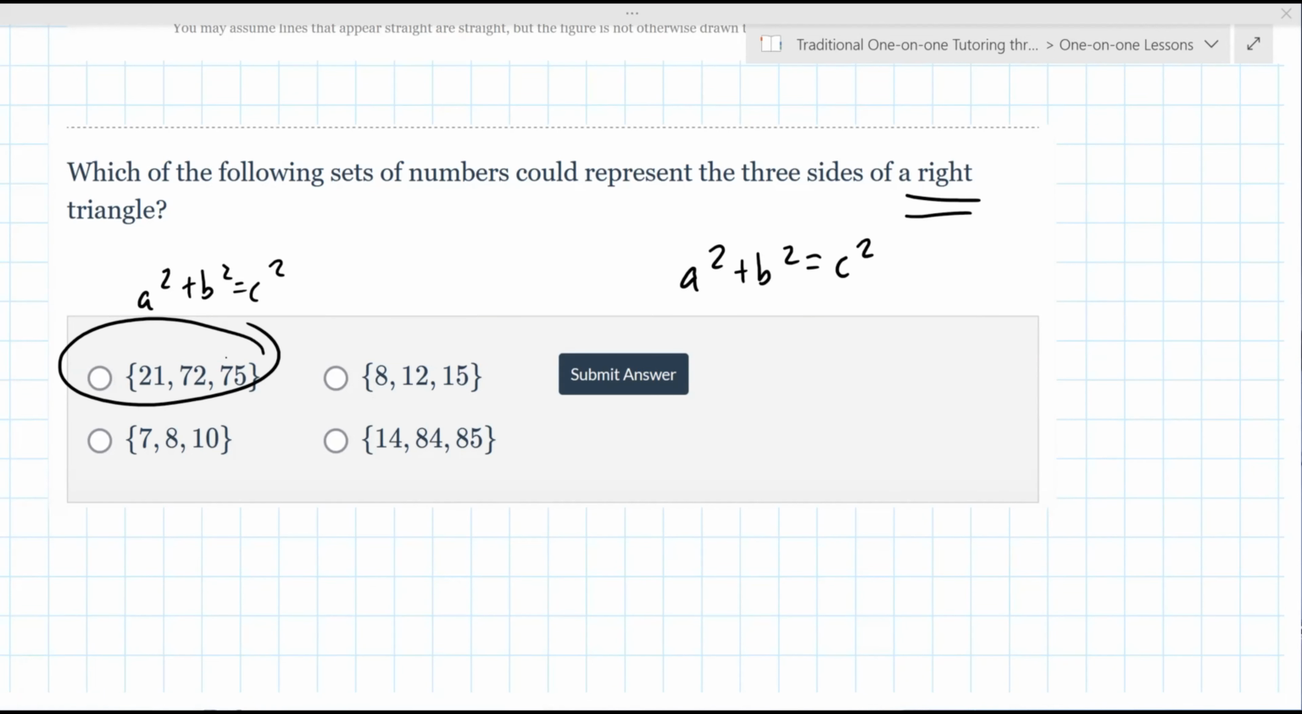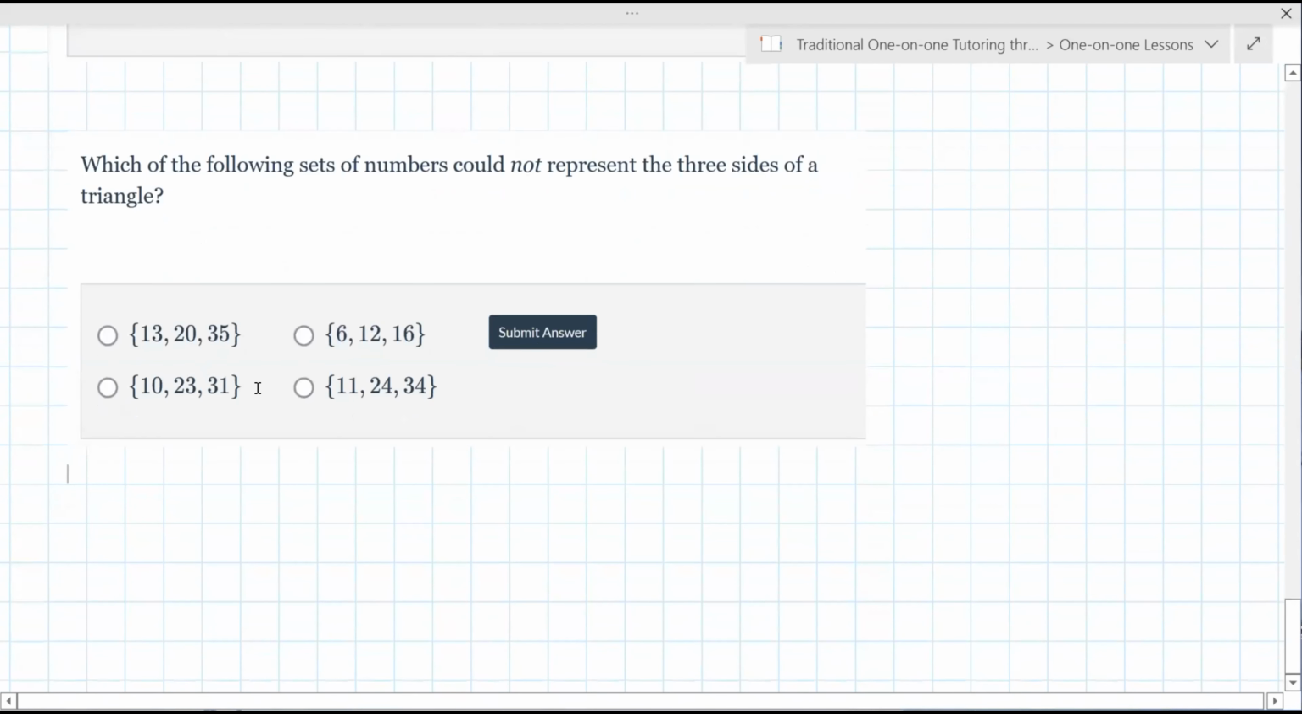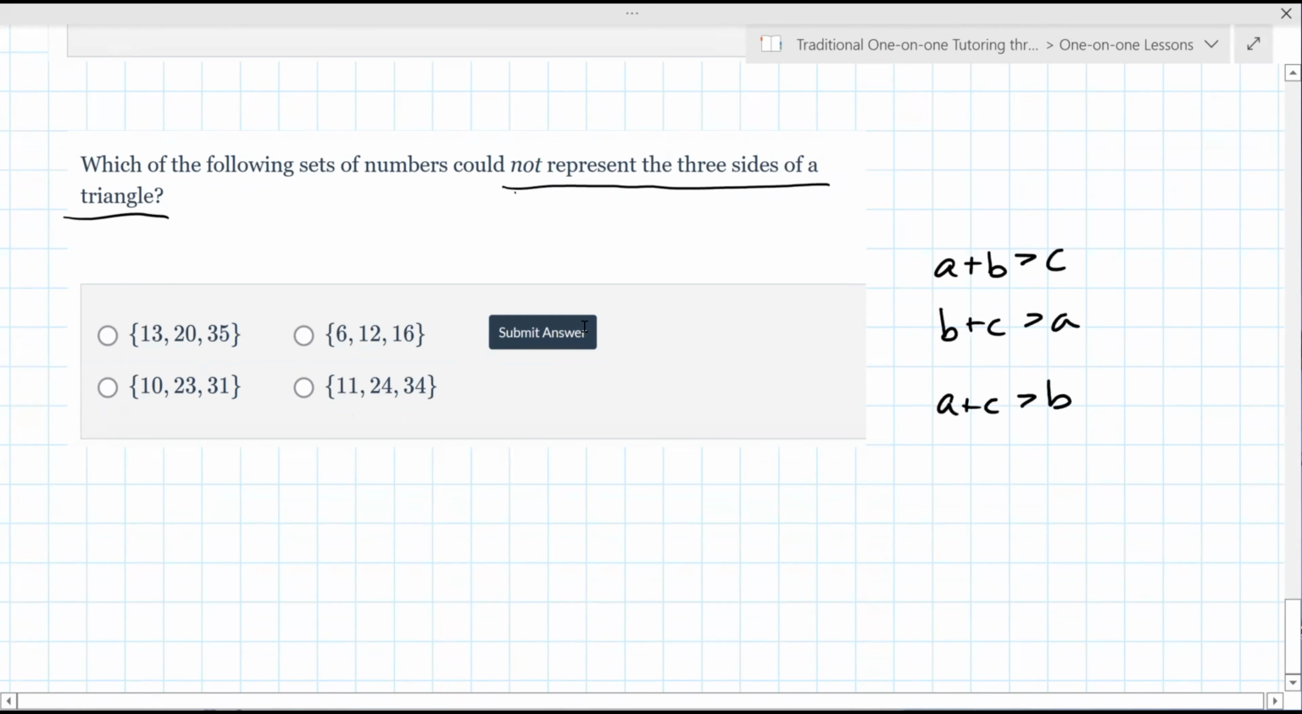All right, so then the next question is which of the following could not represent the sides. There's one set in here that just doesn't work. Oh no, this one does not represent the 3 sides of a triangle. This is where you have to do A plus B has to be greater than C, B plus C greater than A, and A plus C greater than B. Basically, you take the 2 smaller sides, and hopefully when you add them up, they're bigger than the third side. But see how 13 plus 20 isn't bigger than 35? So that's your answer right there.